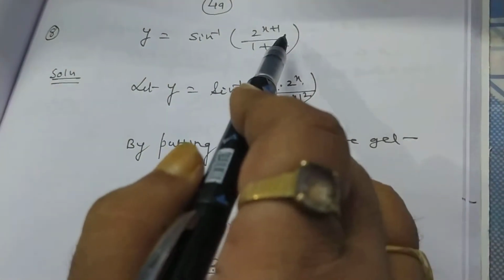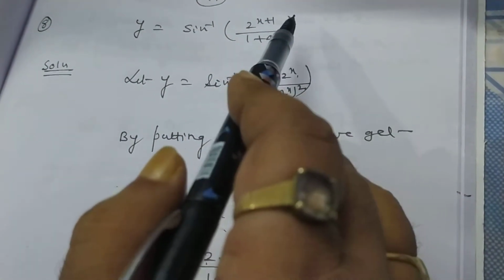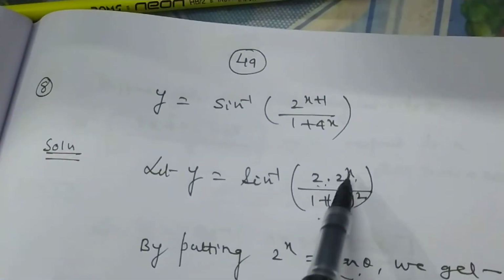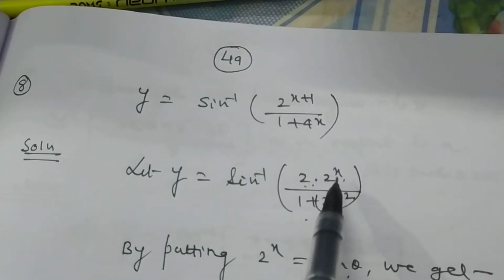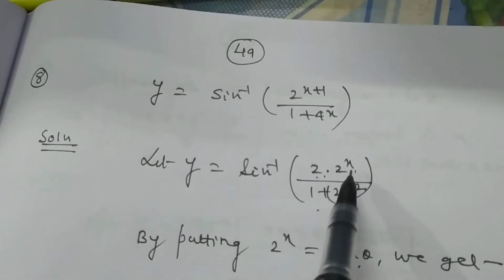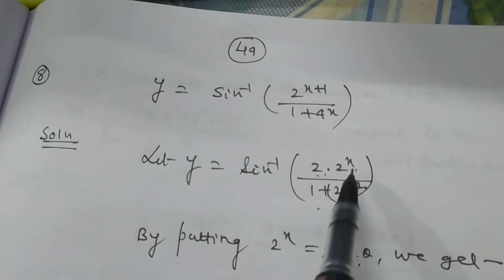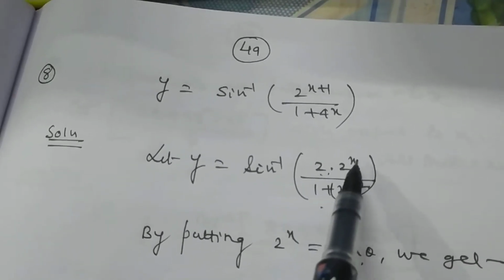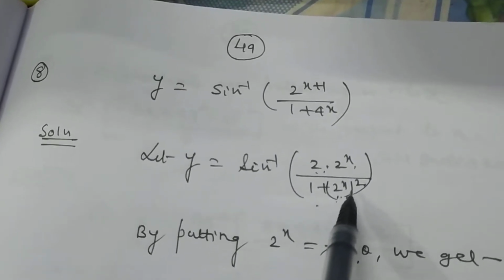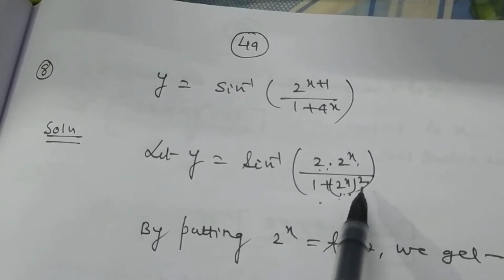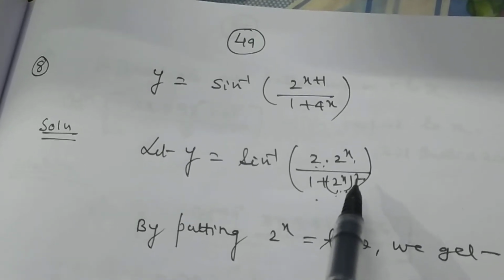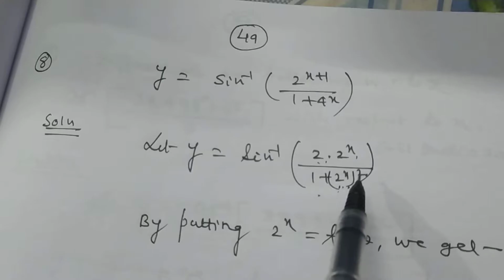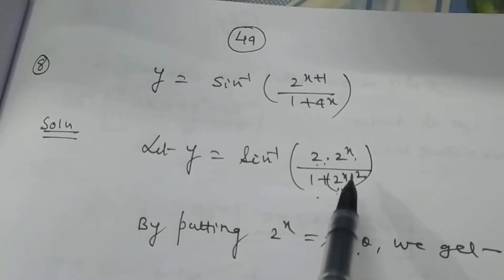This problem is very, very important. Why? Because it is in exponential form, and after simplification we get it in this form: 2 into 2 to the power x over 1 plus (2 to the power x) whole square. In this way, I hope you will be able to solve this problem. Thank you very much.